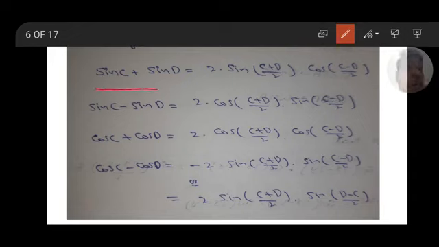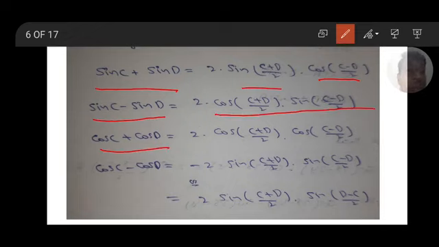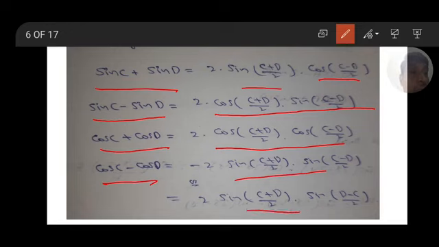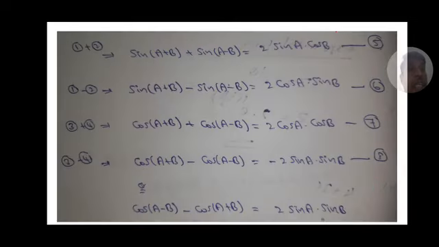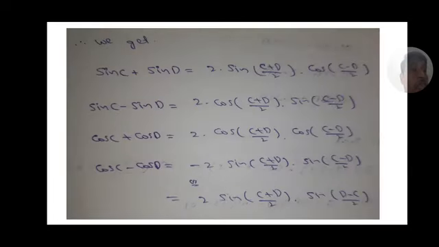Here sum of 2 trigonometric functions is converted into product, and difference of 2 trigonometric functions is converted into product. Okay, you have to remember these 4: sin C plus sin D, sin C minus sin D, cos C plus cos D, cos C minus cos D formulas, as well as these formulas: 2 sin A cos B, 2 cos A sin B, 2 cos A cos B, minus 2 sin A sin B. These 4 formulas and these 4 formulas are important. Based on this only we have the formulas.